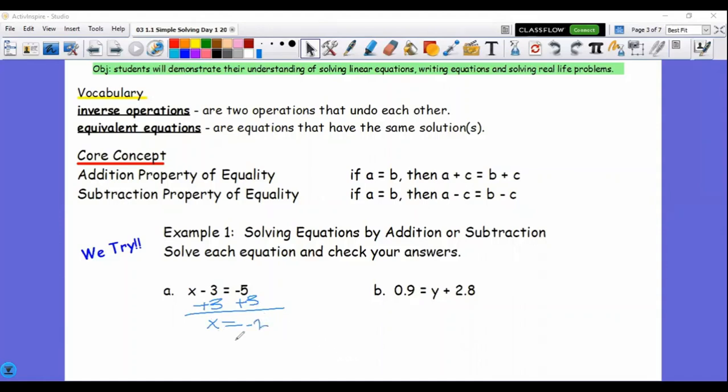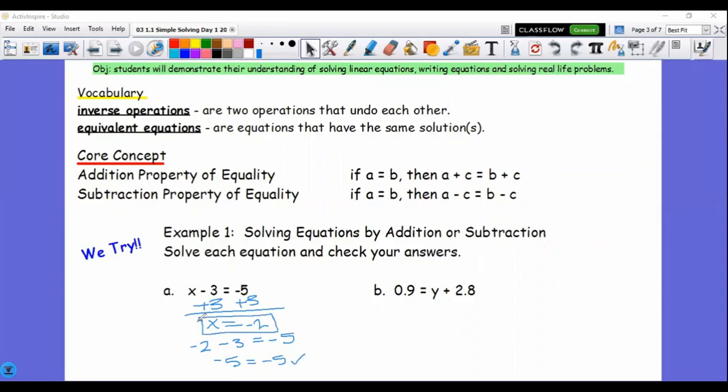Now I have to check my answer. So I'm going to take this value of negative 2 and plug it in for x and simplify to check my work. Well, negative 2 minus 3 does simplify to negative 5. And last time I checked, negative 5 does in fact equal negative 5. So I have checked my answer. So now I can move forward and box my solution.